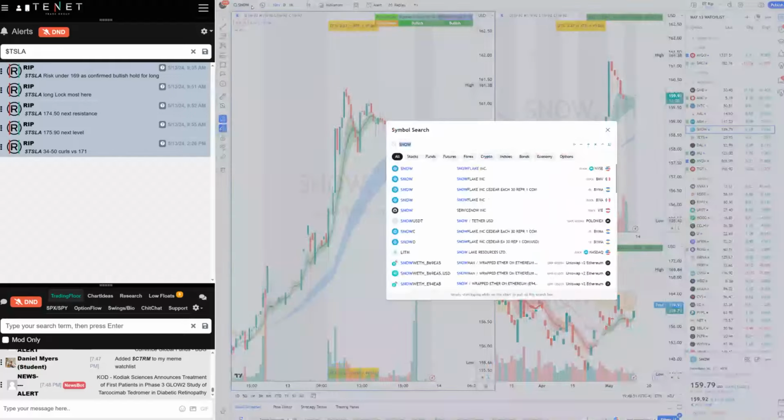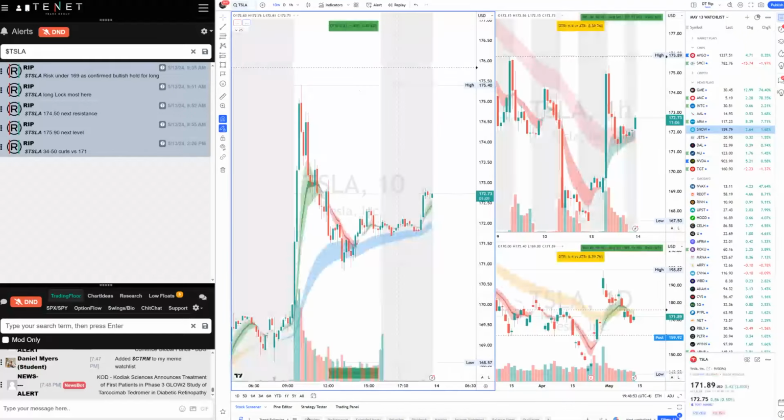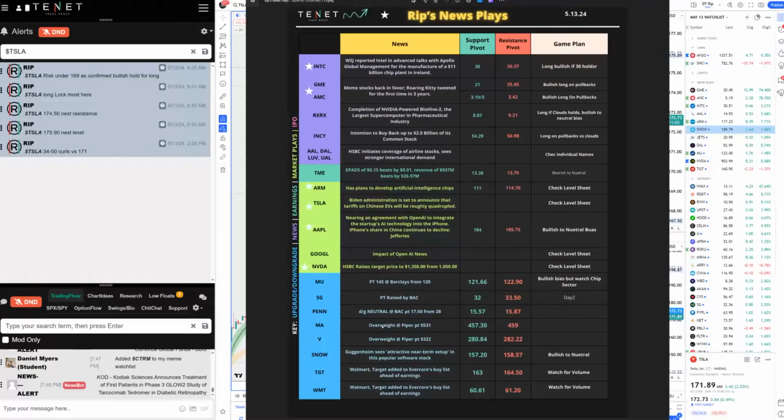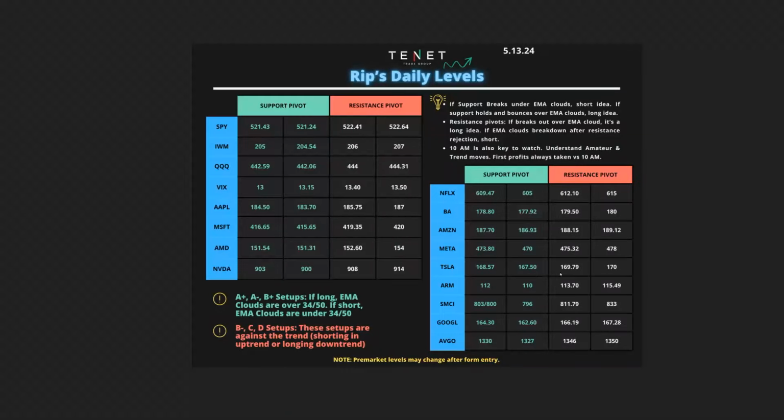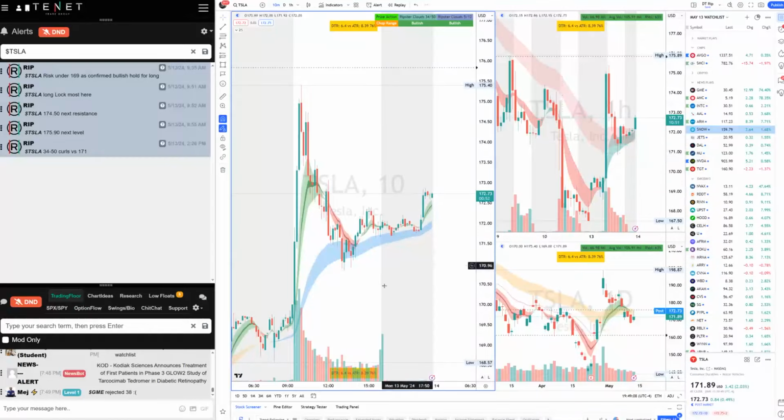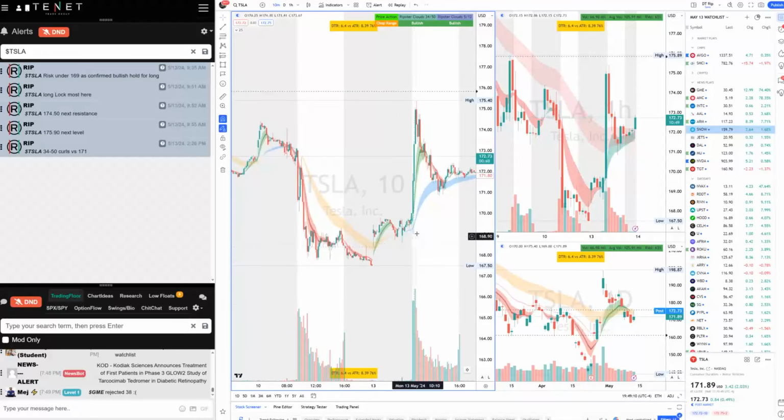All right, let's talk about Tesla now. Tesla was a big long for us at the open this morning, and pretty much gave up everything. But anyways, it was on our game plan, and we had our clear levels defined in the pre-market. I gave those levels to the community in the pre-market. Tesla levels were 170, 169.79. I was watching at the open. It held the clouds and it broke over the pre-market highs. That's what confirmed the long for me. So I told everybody risk is under 169, confirmed bullish, hold for the long, right? And that's what I gave everyone.